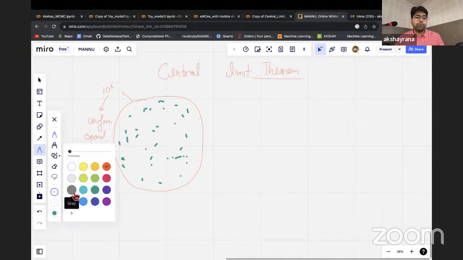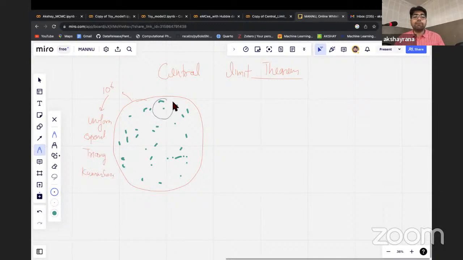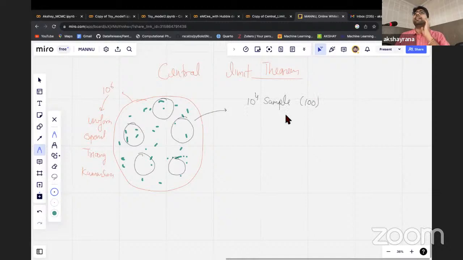Now what we can do is create several samples out of this population of numbers. Sample means I randomly choose, say, 100 points, and I make such samples of 100 points. How many such samples can I create if per sample I have 100 data points? 10 to the power 4. So I can have 10 to the power 4 such samples, each having 100 data points.